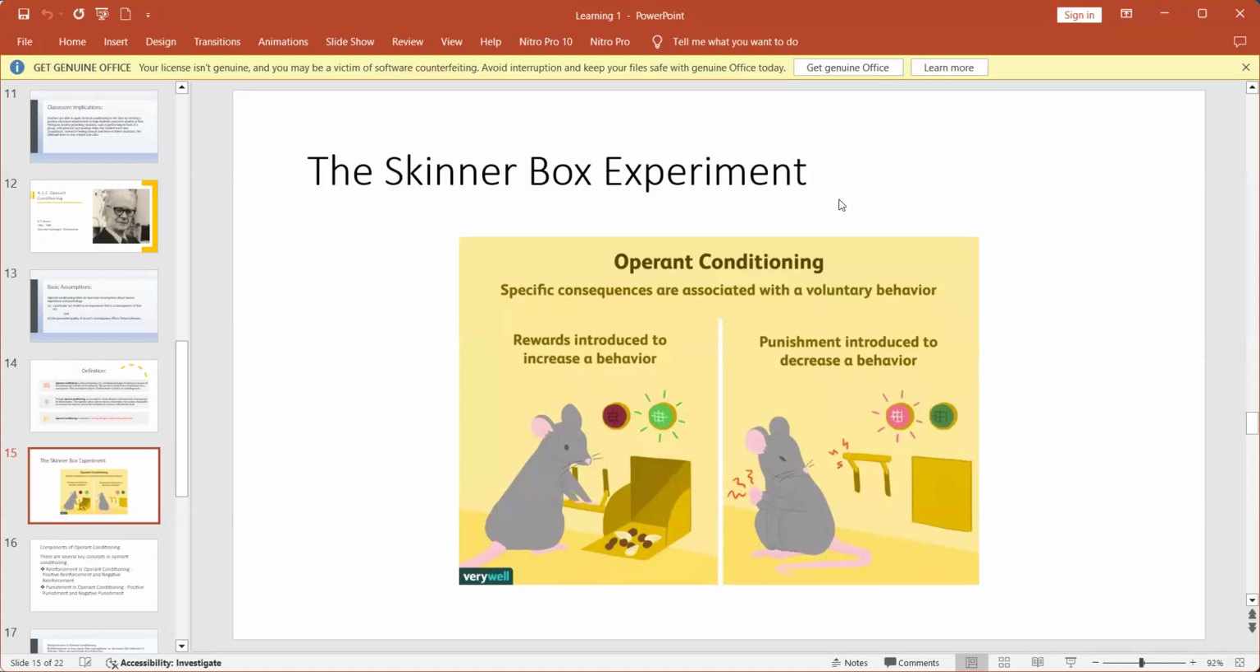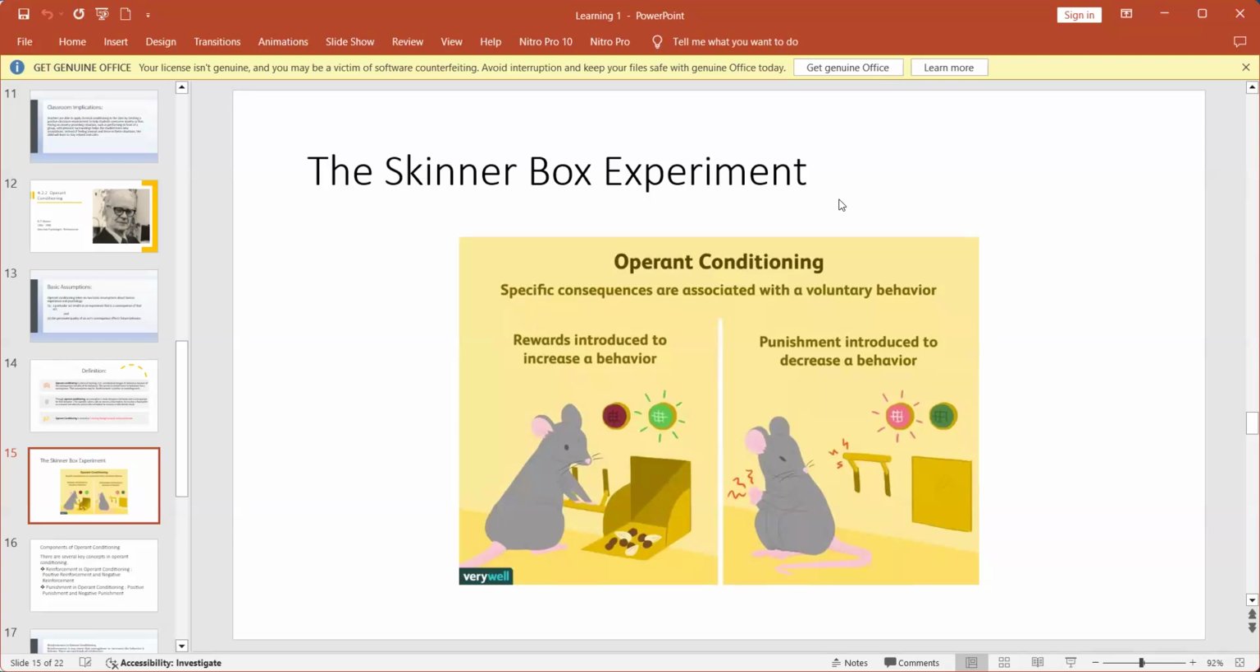So in the Skinner box experiment, he puts rats into a box, and you know it's natural to rats, they don't stay in one place. They always run here and there. That's the very nature of rats. So once the rats were put into the Skinner box, they started running here and there.